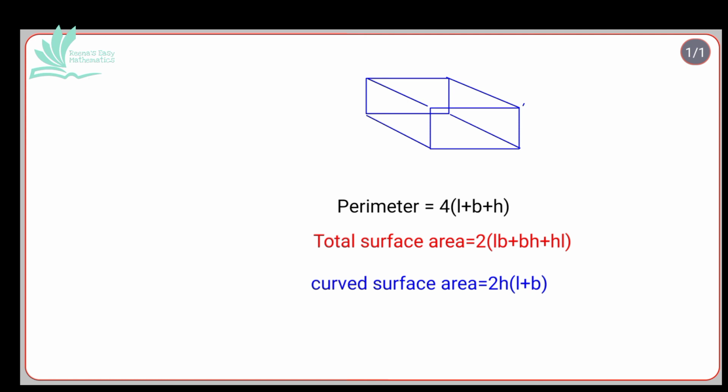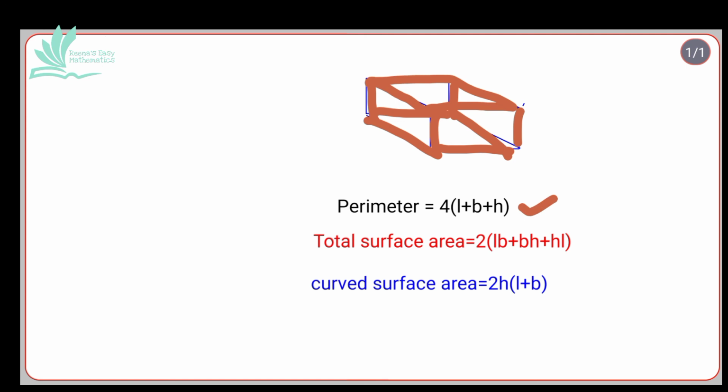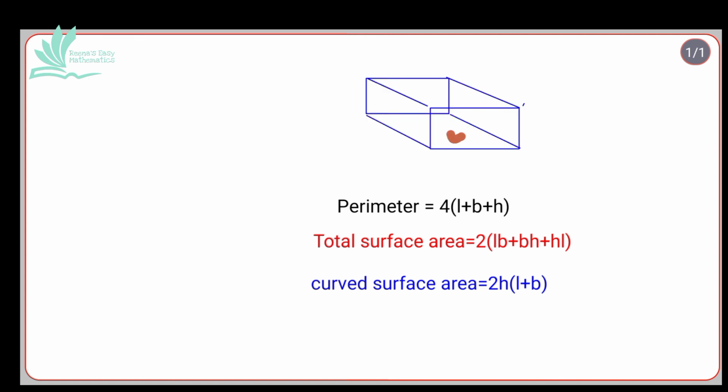Always remember that if we have to add all the edges of a cuboid, we will use the perimeter of the cuboid formula. And if we have to add all the surface areas, we have to use our formula related to total surface area, which is 2 times (length breadth plus BH plus HL). And if in any case the top and bottom of the cuboid are missing, you have to deal with the curved surface area. So all the concepts are clear.